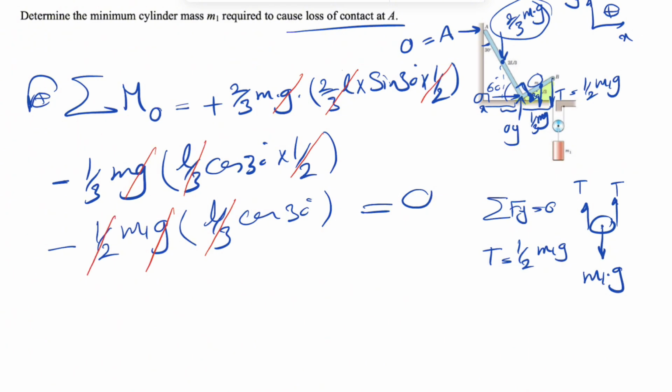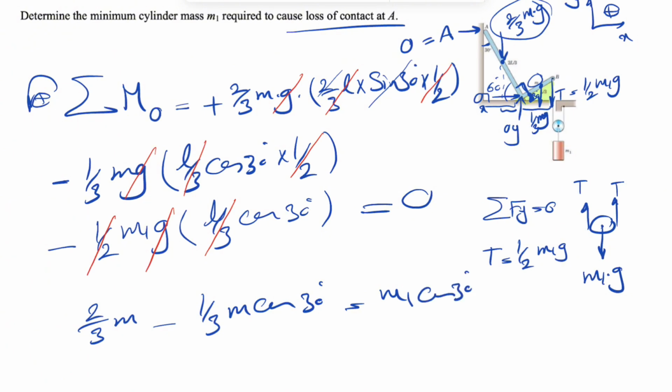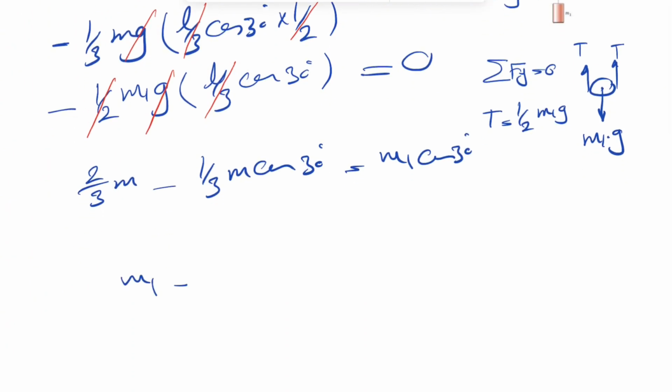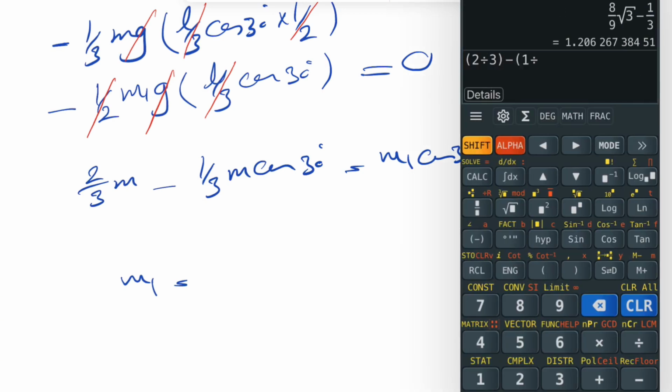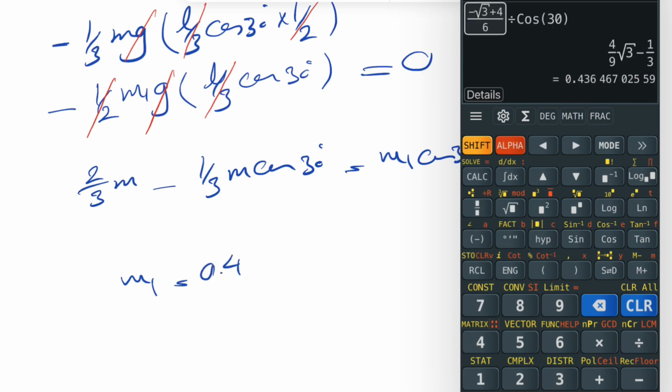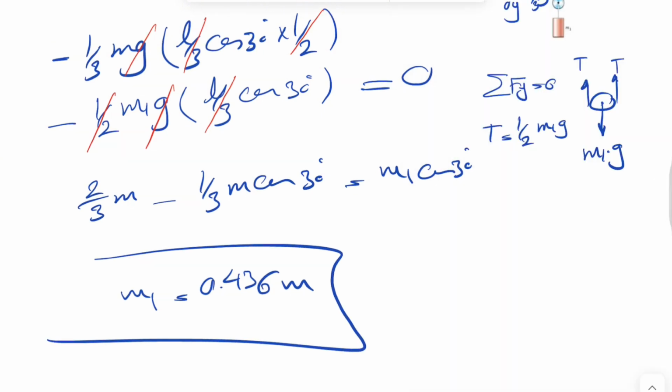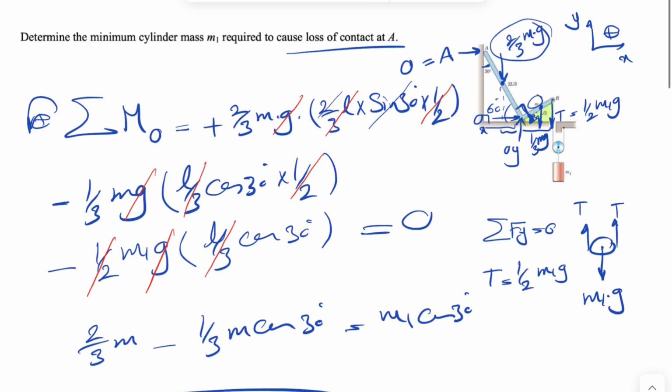So what we're going to end up with from the first one is the 2 will be canceled out with the sine of 30, so 2/3 of m minus 1/3 of m cosine of 30 is equal to m1 cosine of 30 degrees. So m1 in here would be, so this is going to give us 0.436 m, and that's going to be our m1, or the mass of the cylinder.